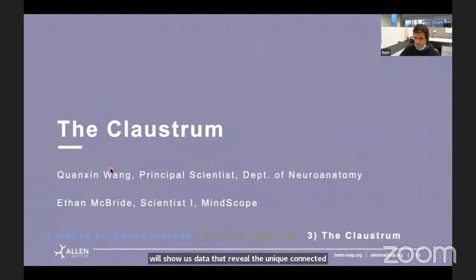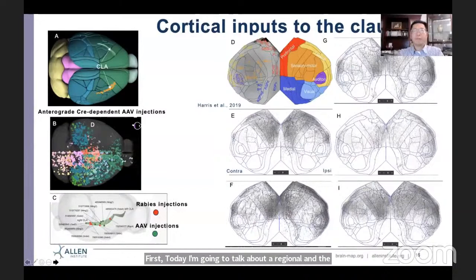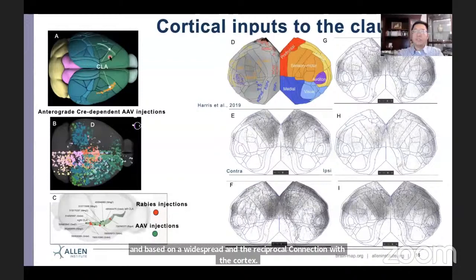Thanks, Sam. Today, I'm going to talk about the regional and cell-type-specific connections of the mouse claustrum. The claustrum here is a thin, small, elongated sheet-like structure located between the insular cortex and the striatum. Based on its widespread and reciprocal connections with the cortex, Francis Crick and Christof Koch proposed that the mammalian claustrum is critical to consciousness by acting as a conductor of the cortical symphony.